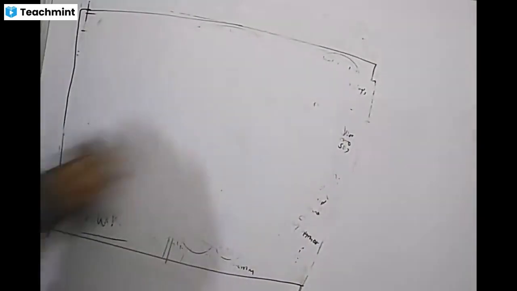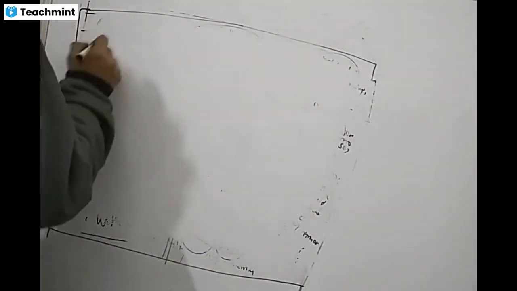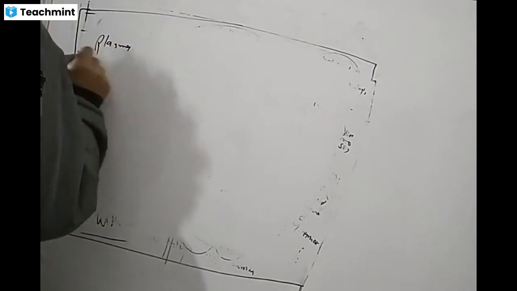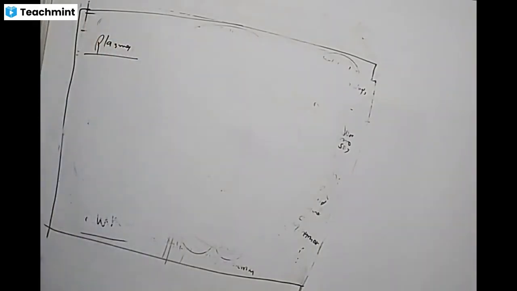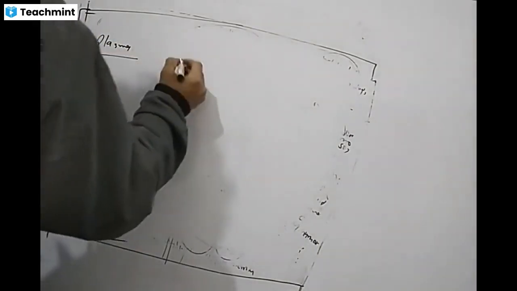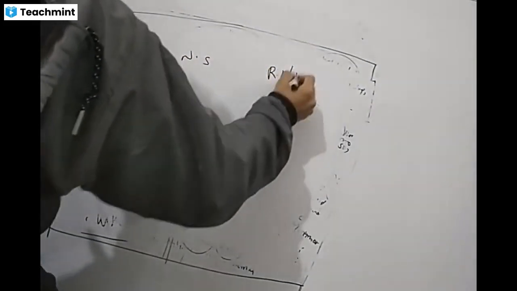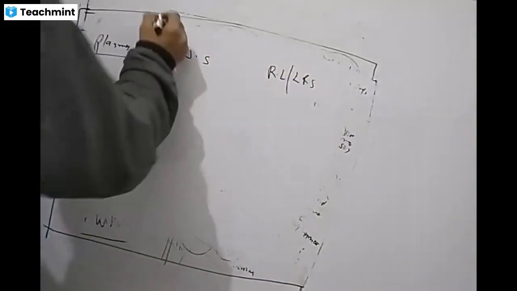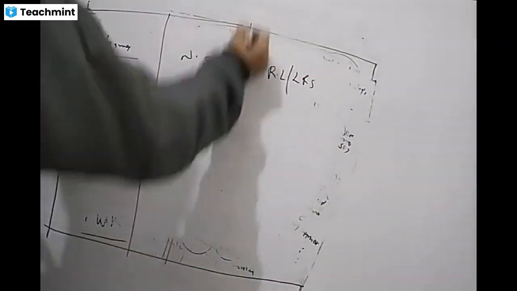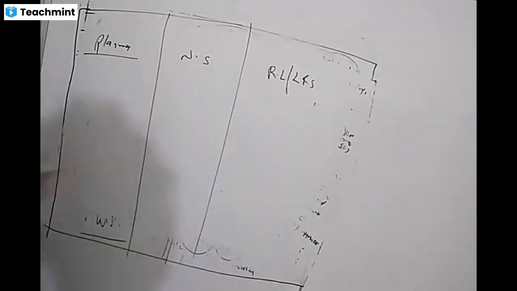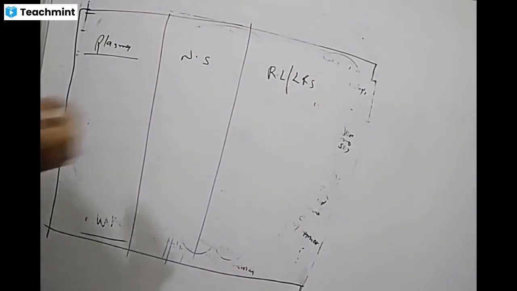Next topic. Before starting fluid therapy, first we'll see the difference between plasma and normal saline or RL, lactated Ringer's solution. These are the two commonly used crystalloids.